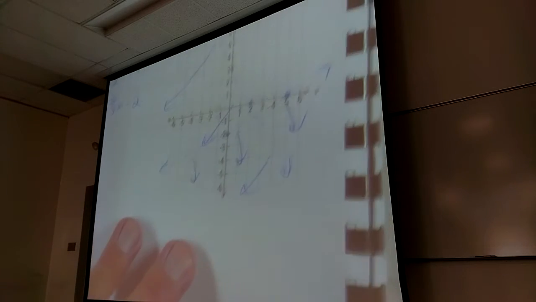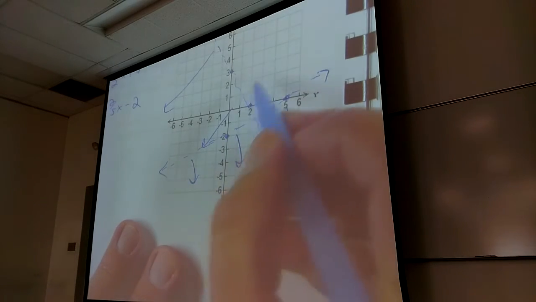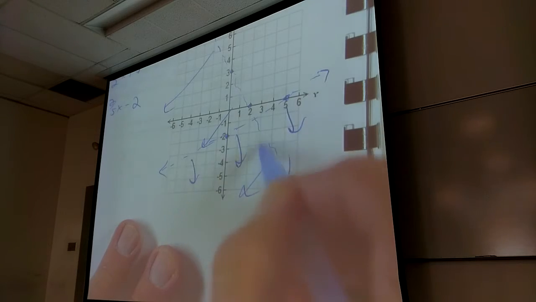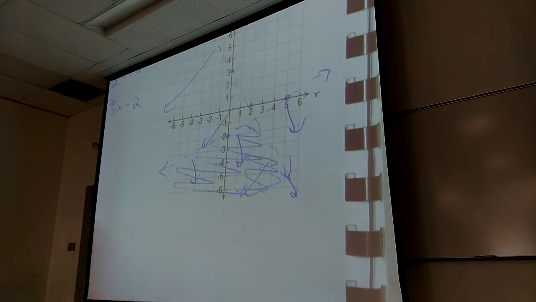So the answer is going to be in here. You can see that. That's where both the shadings match up. In here. So then you just make that really evident. That's the answer because that's where both shadings went.